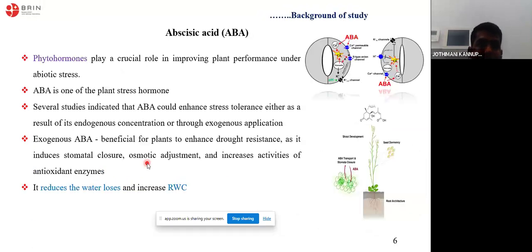Abscisic acid is one of the phytohormones, playing a crucial role in plant performance under abiotic stress. Abscisic acid and other stress hormones. Several studies indicated that ABA could enhance stress tolerance either as a result of its endogenous concentration or through exogenous application. The exogenous ABA is beneficial for plants, enhancing drought resistance by induced stomatal closure, osmotic adjustment, and increased activity of antioxidant enzymes. It reduced water losses and increased relative water content.